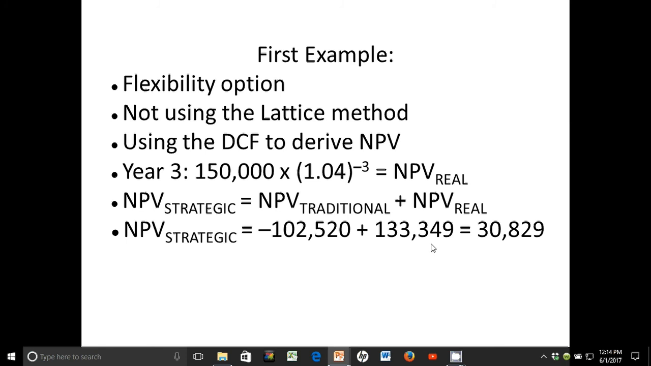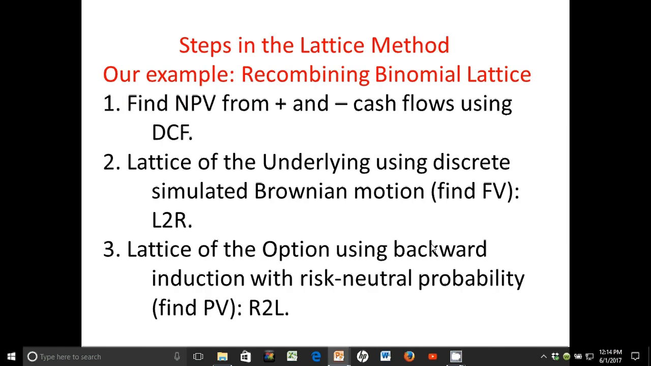The flexibility option is discussed first, and this paper uses it as an example of basic discounted cash flow to derive the NPV. We chose not to use the lattice method in this first example. The project downtime in year 3 allowed an opportunity to use resources in another way, resulting in additional revenues shown. So the NPV strategic includes both the NPV traditional and the NPV real, resulting in an acceptable NPV for the project. The flexibility of real option includes the traditional consideration of NPV using discounted cash flow. In the paper, this is called Step 1, to derive a first pass NPV of the underlying assets.